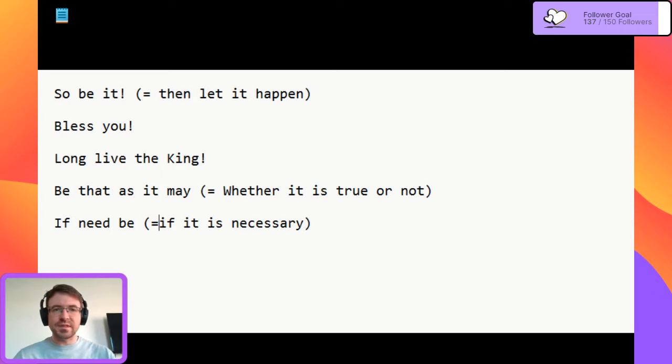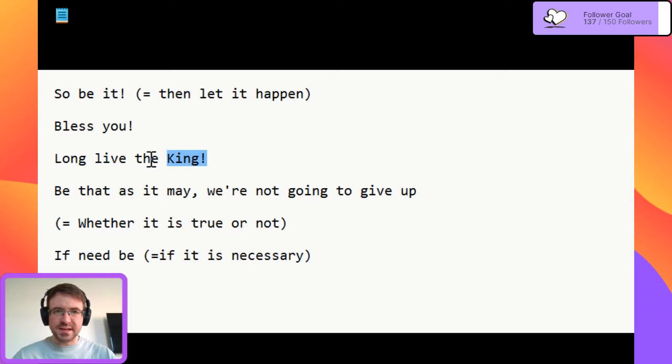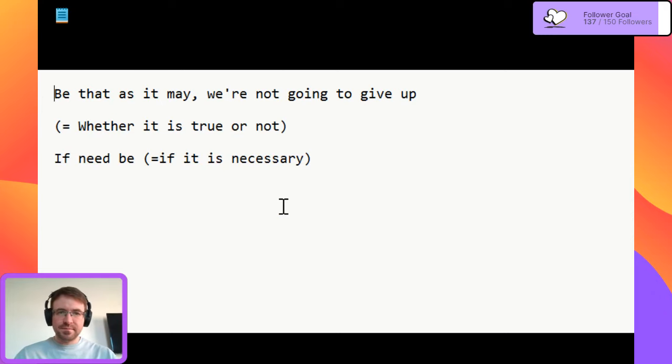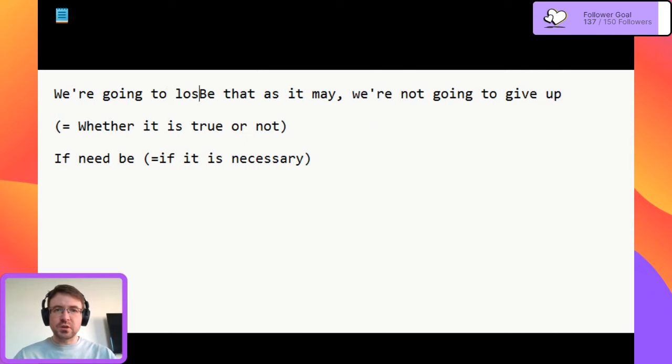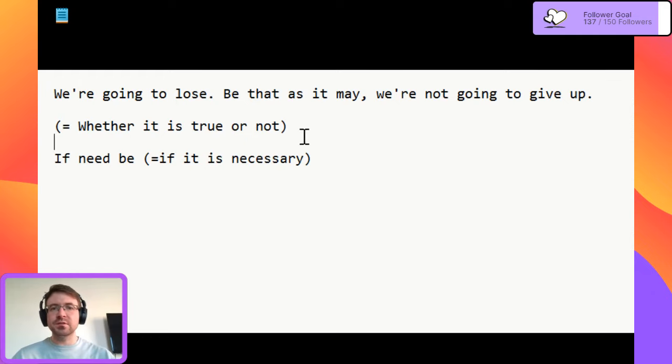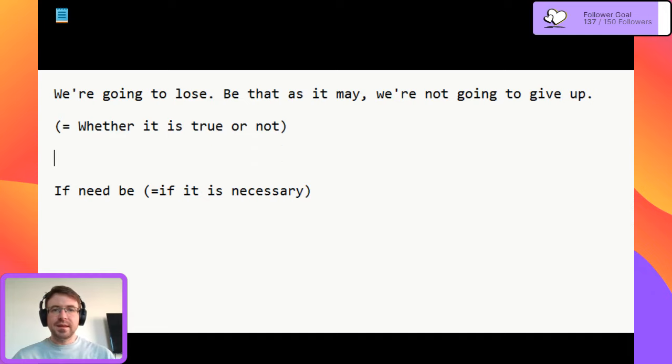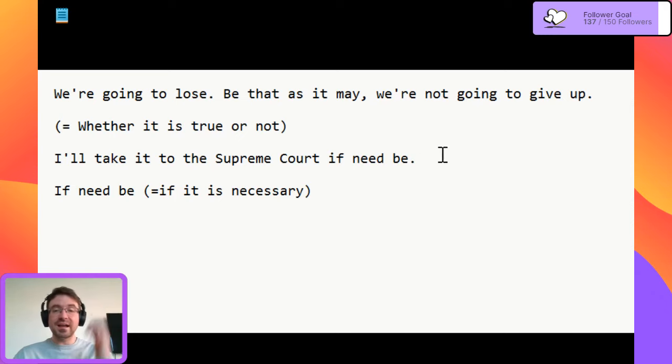So just a couple of examples with these. So like be that as it may. So for example, let me just put this down here. Something like this. We're going to lose. Be that as it may, we're not going to give up. So like even if it is true that we're going to lose, we're not going to give up. And for example, if need be, we can say like, I'll take it to the Supreme Court. If need be. So if it is necessary, I will take the matter, the idea, to the Supreme Court.